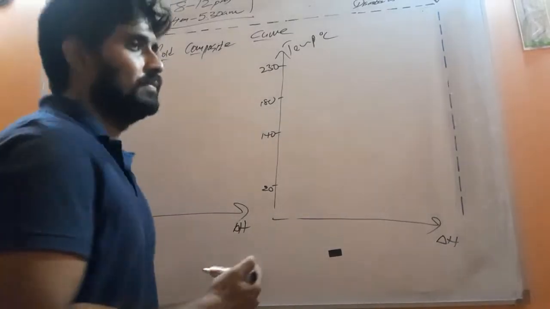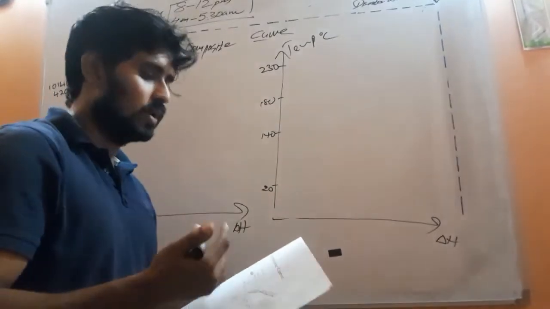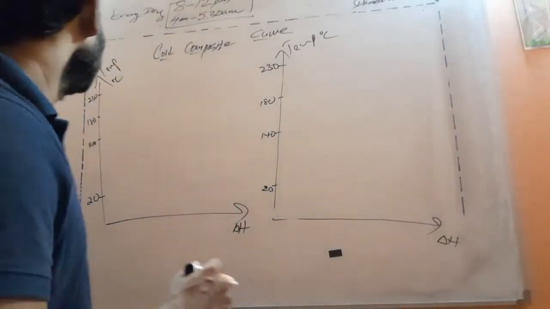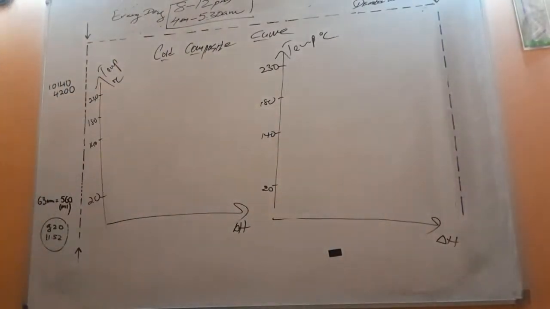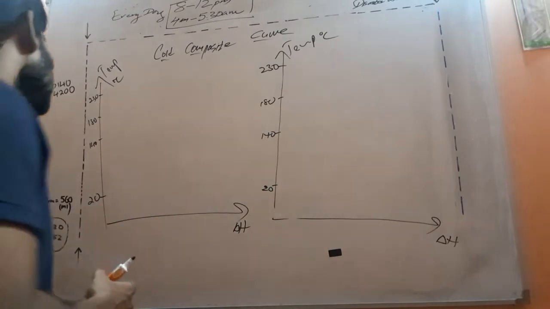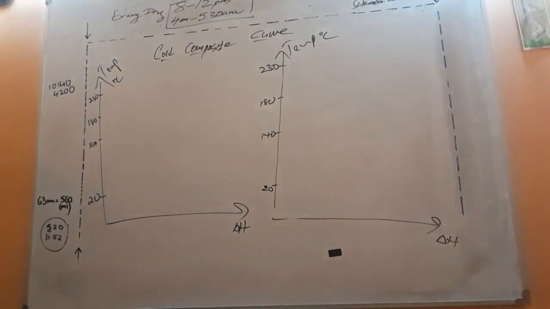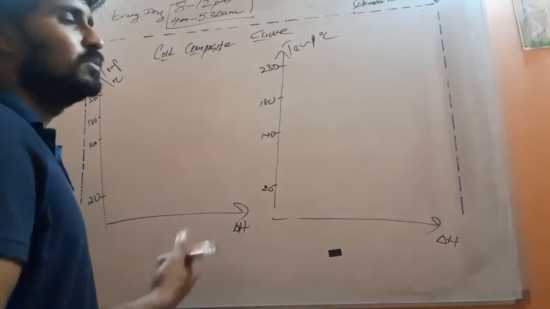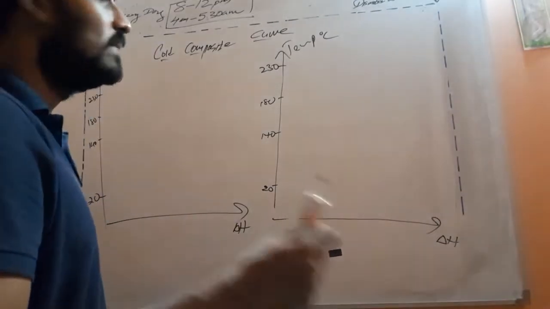So now, like the way we did for the previous hot composite curve scenario, we are again going to adopt the same procedure for the cold composite curve, but it is a bit different. So let's see how to do that. What is the first thing you can sketch? You can sketch the curve for the individual processes. That means you are going to sketch the curves individually.